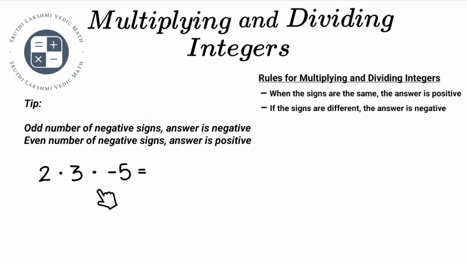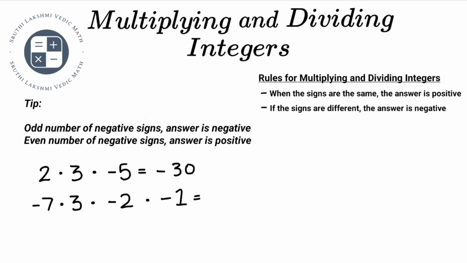2 times 3 times negative 5. Here there is only one negative sign, so an odd number. That means the answer is negative. Now let's multiply them like we usually would. 2 times 3 is 6 and 6 times 5 is 30. So the answer is negative 30.